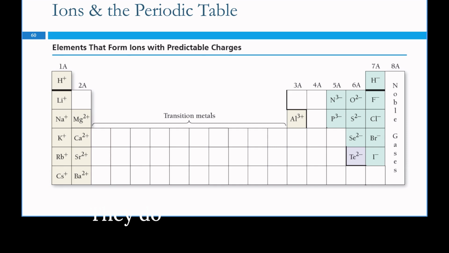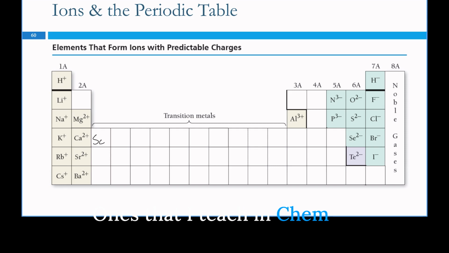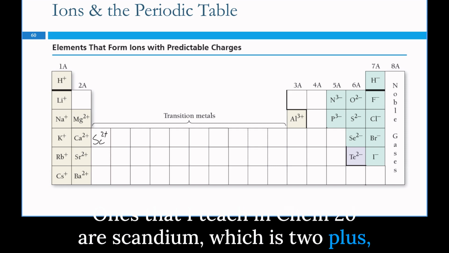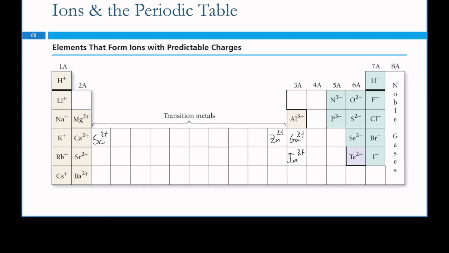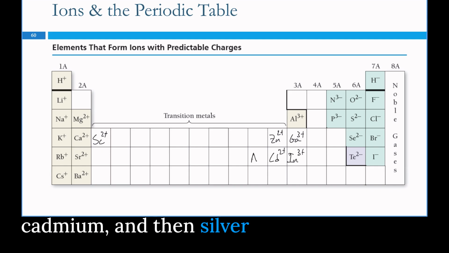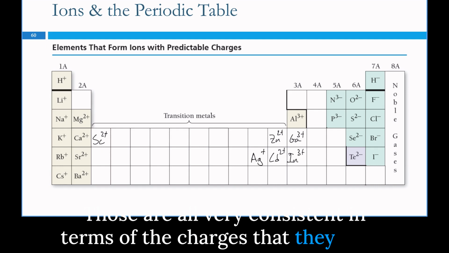Some other ones that form pretty consistent charges, ones that I teach in Chem 20, are scandium, which is 2 plus. And then aluminum is 3 plus, then gallium is a 3 plus, indium is usually a 3 plus, and then zinc, cadmium, and then silver is almost always a 1 plus. Those are all very consistent in terms of the charges that they form.